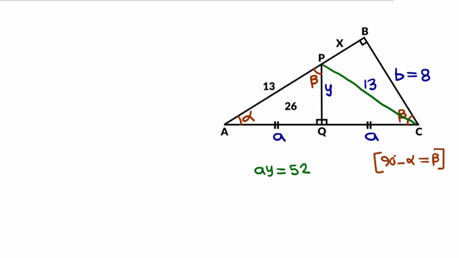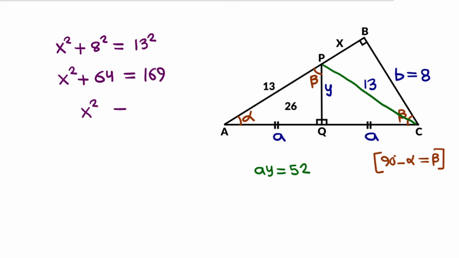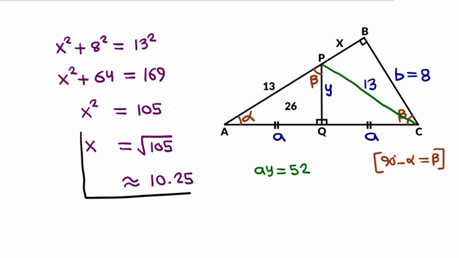Time for the Pythagorean theorem one last time. X squared plus 8 squared equals 13 squared. So, x squared plus 64 equals 169. Subtract 64, x squared equals 105. Take the square root, and we get x equals square root of 105, which is approximately 10.25. Such a satisfying finish.